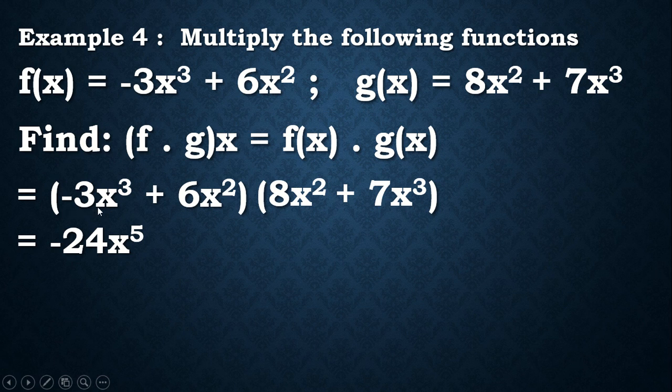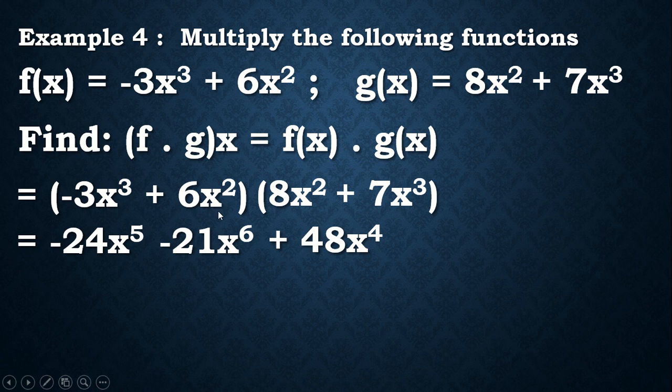And then we have to multiply this negative 3x cubed by positive 7x cubed. 3 times 7, 21. Negative times positive, we have negative 21x to the 6 because you have to add their exponent, which is 3 plus 3, that is 6. And then the third step will be multiplying 6x squared by 8x squared. 6 times 8, 48. Positive times positive, positive. And then we have to add their exponent, which is 2 plus 2, that is 4. So we come up with plus 48x to the fourth.